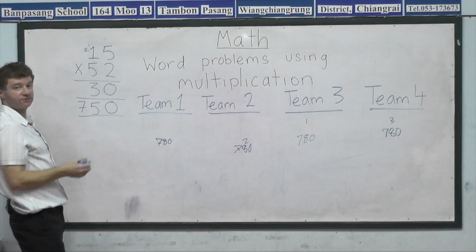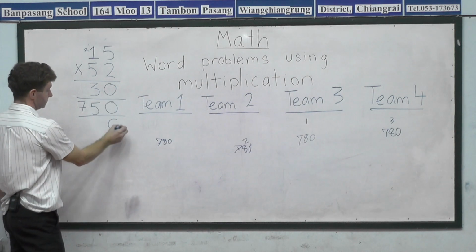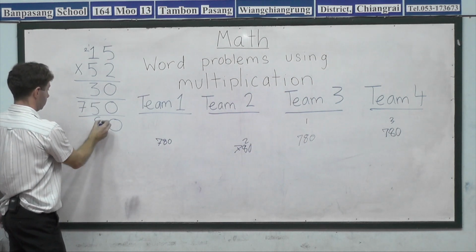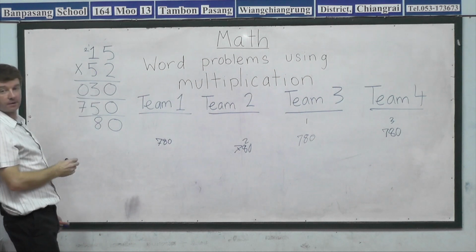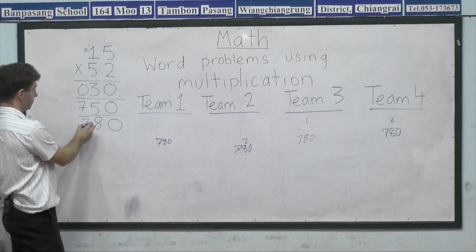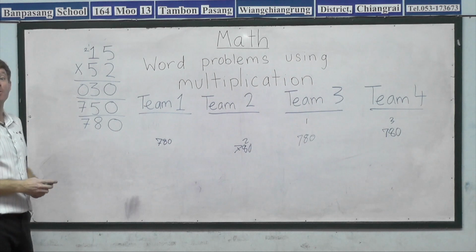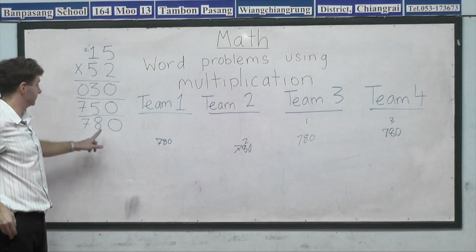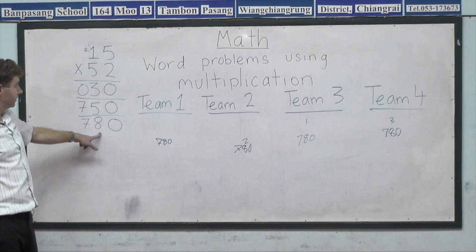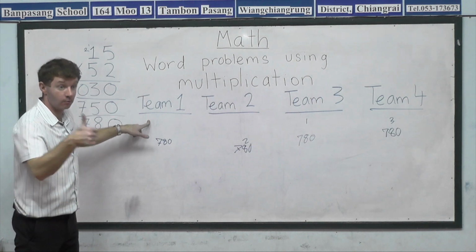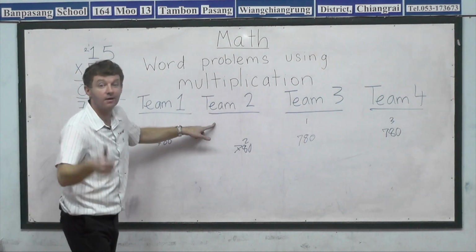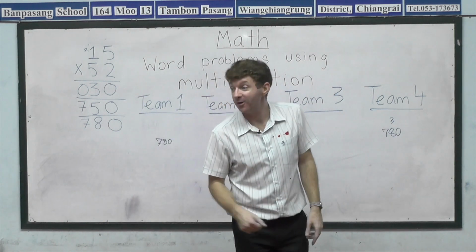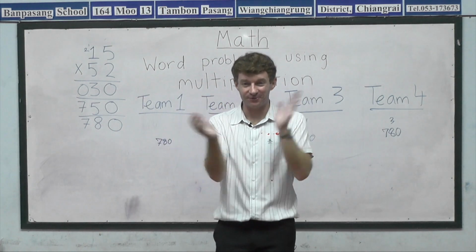Okay, now to work out our total. 0 plus 0 equals 0. 3 plus 5. 0 plus 7. So what's our total answer? How many passengers sail to the island every day? 780. So, team 1, correct. Team 2, correct. Team 3, correct. And team 4, correct. So, round of applause, guys.